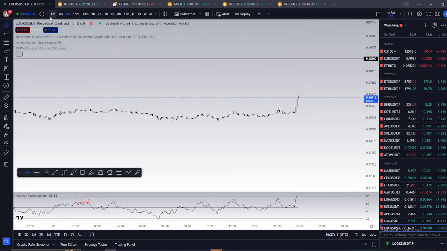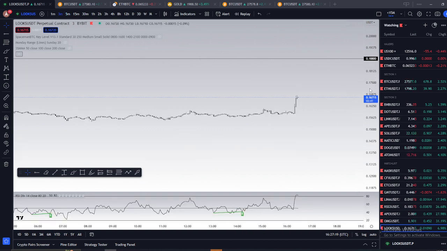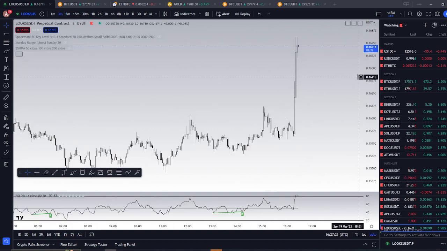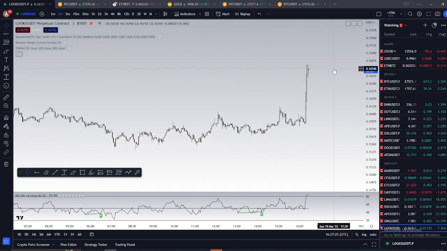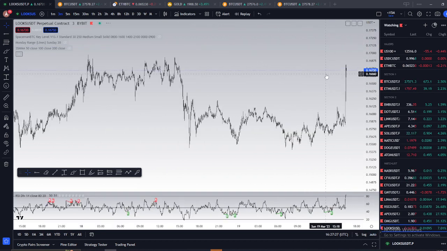You can see how volume and stuff that we saw on the 5 and 3-minute, it just shows that there's a lot of volume in Lux right now. A lot of people are going to be trying to short this. I don't think they'll do very well because I just don't think it's done yet.